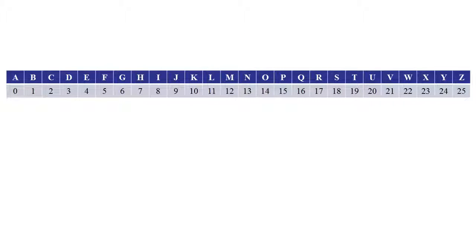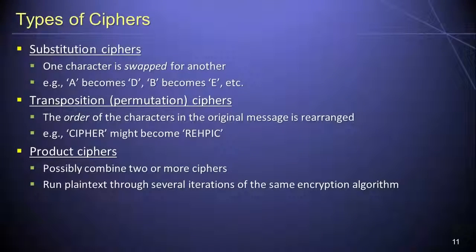These types of mathematical operations on the various characters contained within a message form the basis of most modern encryption algorithms. A cipher is an algorithm or a well-defined series of steps through which plain text can be converted into ciphertext, or vice versa. Broadly speaking, there are three major types of ciphers: substitution ciphers, transposition ciphers, and product ciphers.